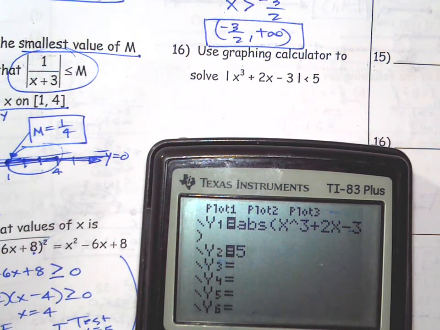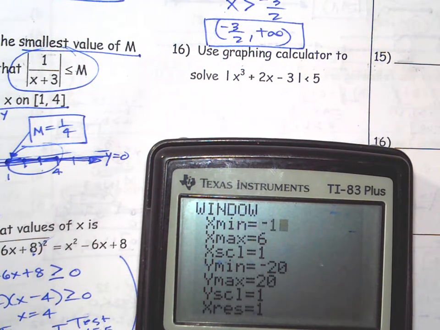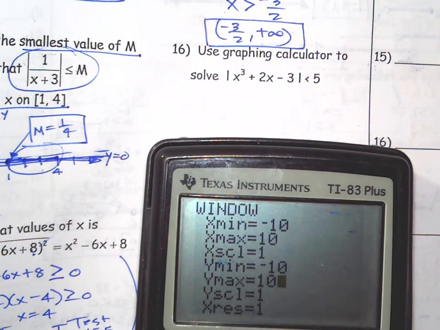It's a horizontal line. We can get a window. I mean, I don't really know. Negative 10 to 10. On the tests, they often gave you restraints on what your answer should be considered. There is none this time. Graph it.